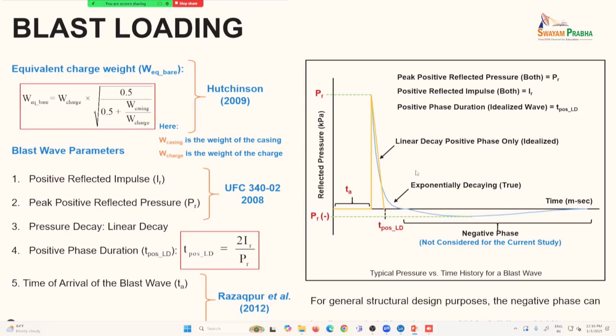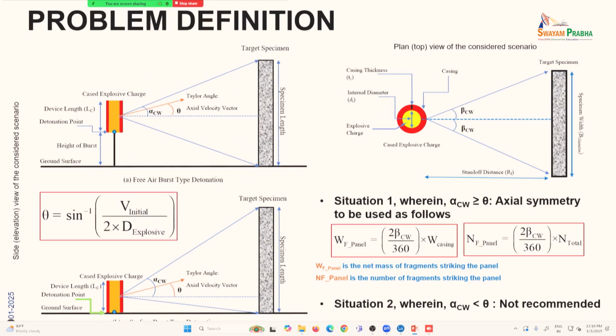So, luckily for you, UFC does have some equations. This is for blast loading. I won't spend time on that. You have done a lot of work on this over the last 10 days. But in terms of cased explosives, it matters where the detonation is, how high it is from the ground surface, where the detonation point is. That also makes a difference. The device, even if it is oriented this way, the geometry of the device makes a difference.